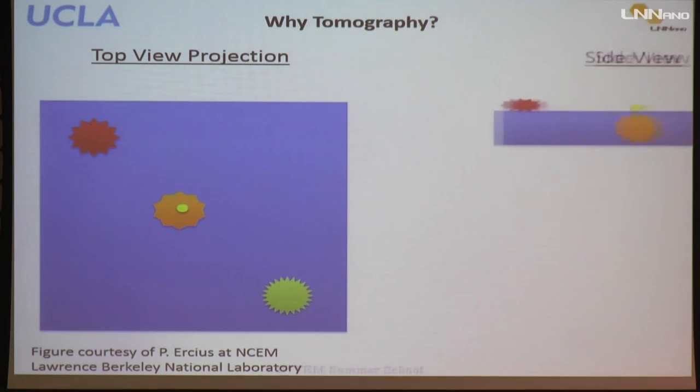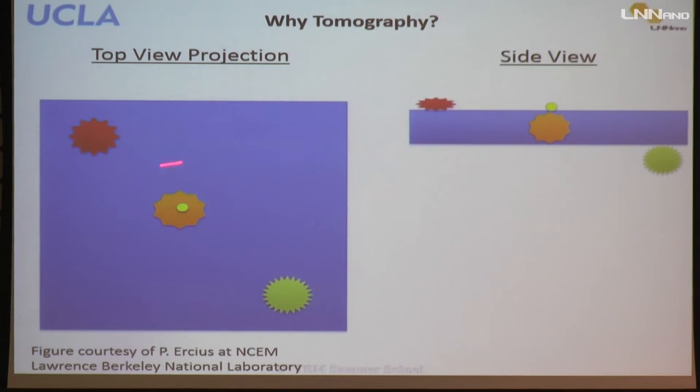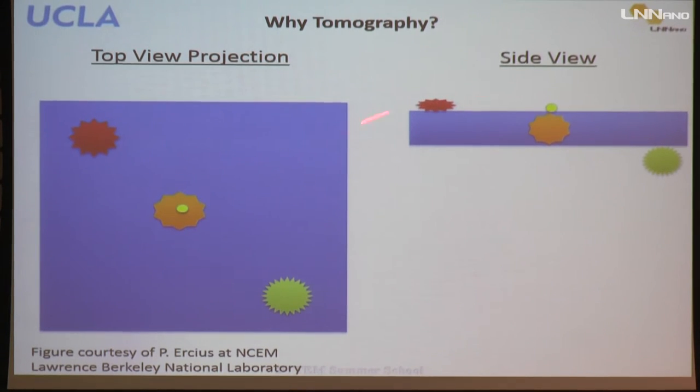So when you look at this from the side, it may look like this. This one looks like a sphere, but when you look from the side, it is actually a very flat disk. But this yellow one and this green one are actually spheres, and the depth information is different. This is lower, this is higher.